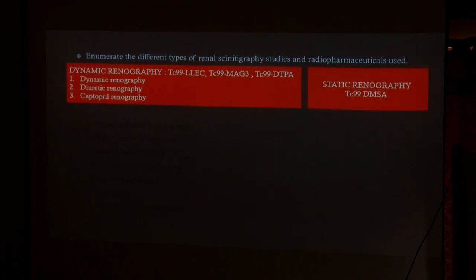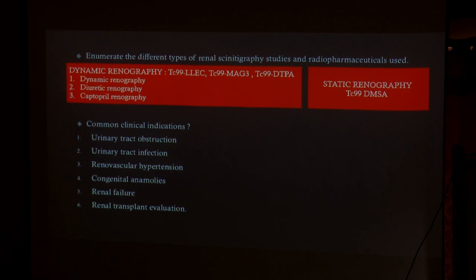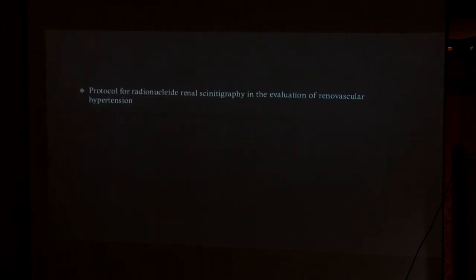So the types of scintigraphy will be dynamic renography and static renography. Static renography is done with DMSA, while dynamic renography is done with technetium-labelled EC, DTPA and MAG3. There are still 3 more types in dynamic renography, which is just dynamic, and if you have an obstruction, you can go for diuretic renography, and captopril renography for renovascular hypertension. Common indications are urinary tract obstruction, urinary tract infection, renovascular hypertension, congenital anomalies, renal failure, etc.